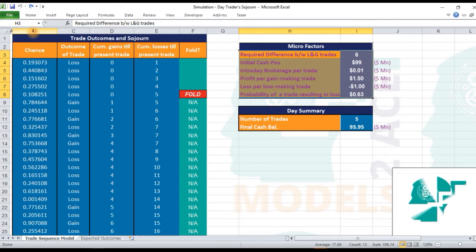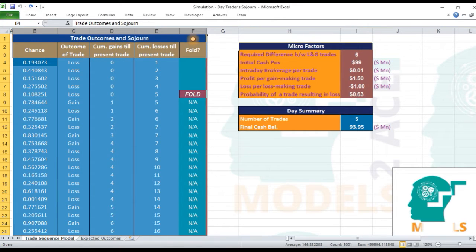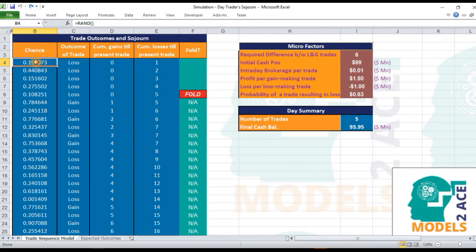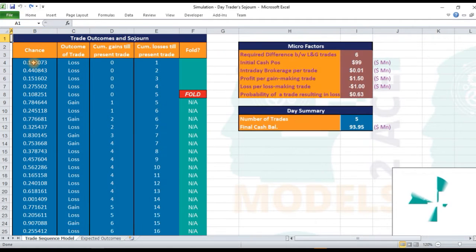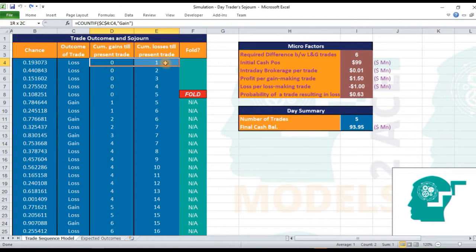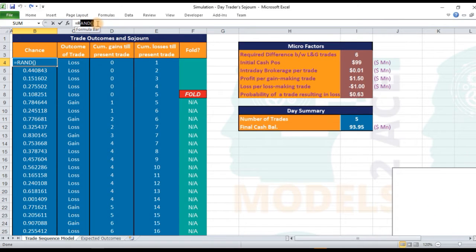This table titled Trade Outcomes and Sojourn contains our simulation model, where we simulate 999 trades. Each row of this table represents a trade, its chance-driven outcome, and the aggregation of such outcomes from the first trade through the current one. For example, in this first row representing a simulation of the very first trade of the day, this is a random chance value obtained by using Excel's random number function rand, which picks random numbers off a uniform distribution between 0 on the lower bound and 1 on the upper bound.